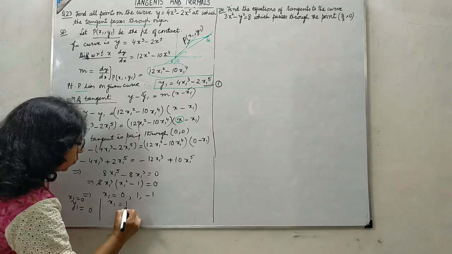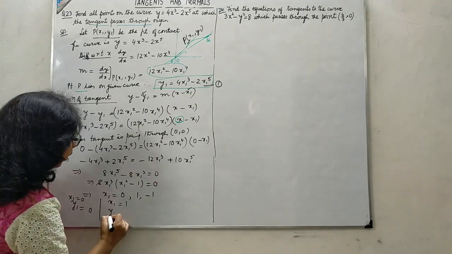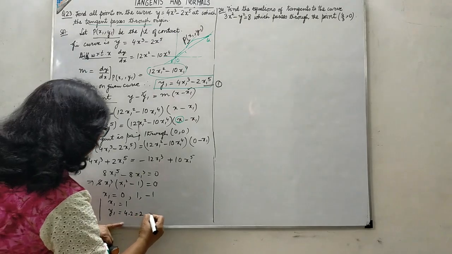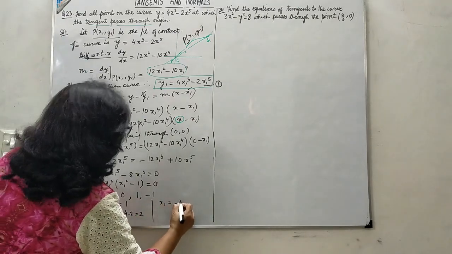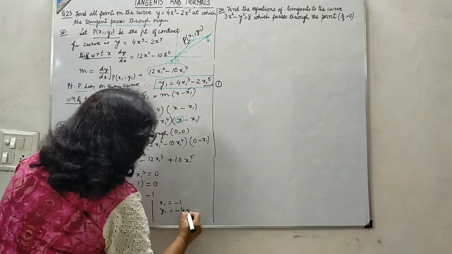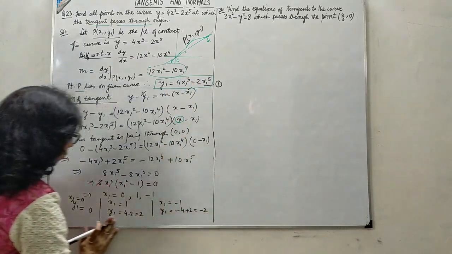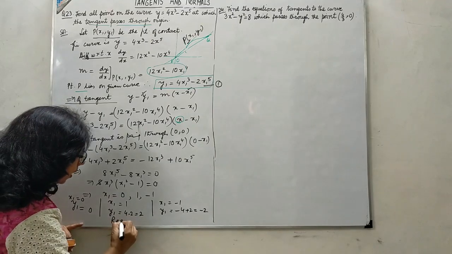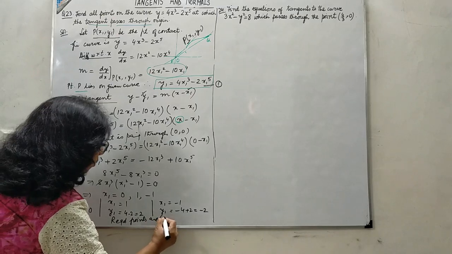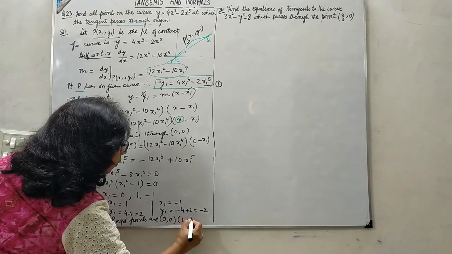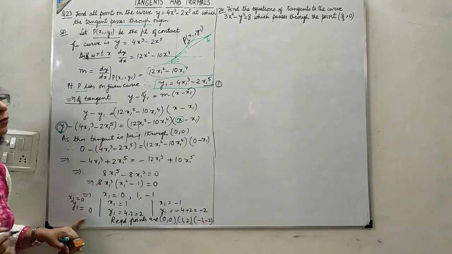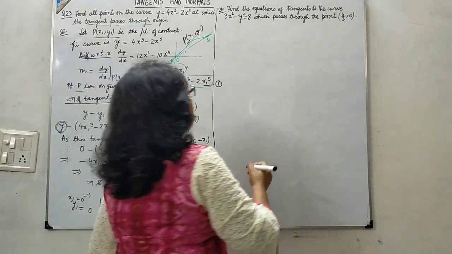When x1 is 1, then the next point will become 4 minus 2, that is 2. And when x1 is minus 1, then y1 will become minus 4 plus 2, that is minus 2. So the required points at which the tangent passes through the origin are (0, 0), (1, 2) and (minus 1, minus 2). I hope you have understood the difference between this question and the previous one.